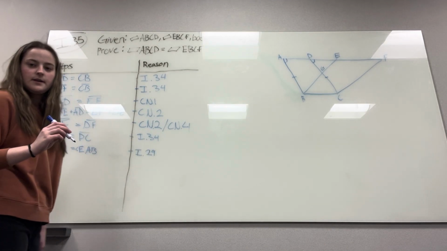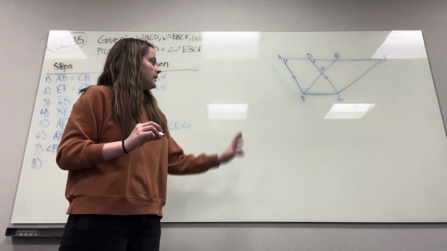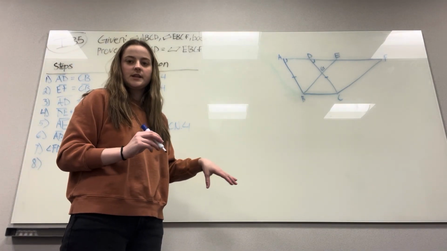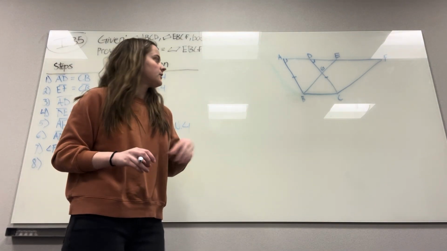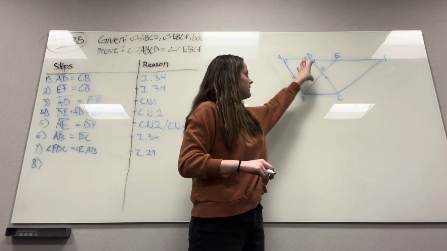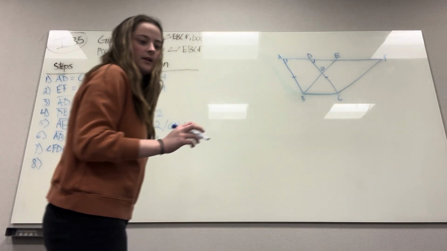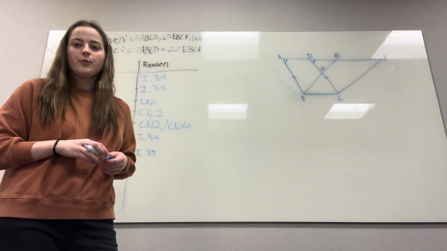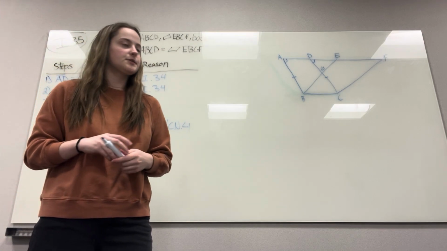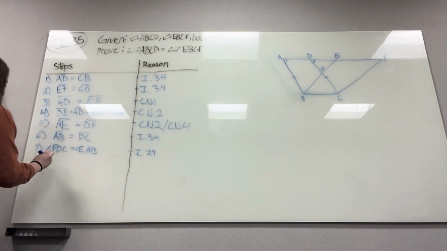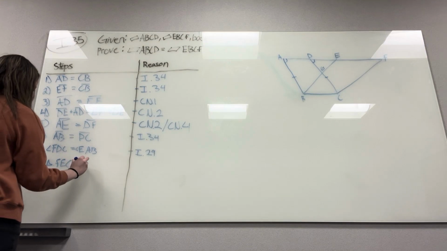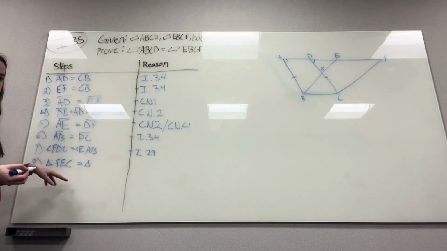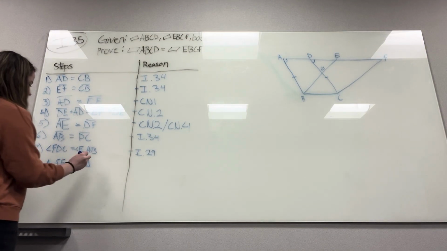And for step 8, we're going to say triangle EAB is equal to triangle FDC. And so EAB, FDC triangles this time. And that is because of Proposition 4, which is our side angle side proposition. So we have triangle FDC equals triangle AEB.